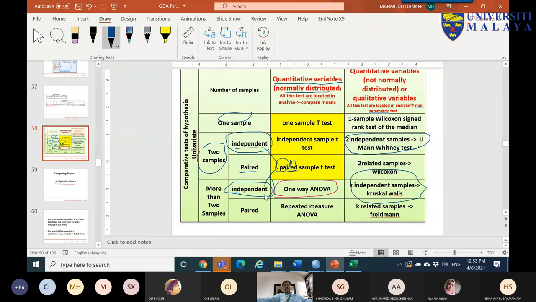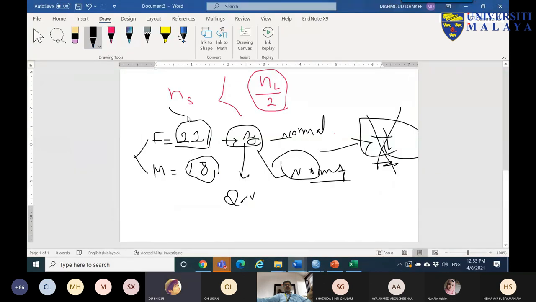Same as ANOVA. If you have independent sample tests, remember, the sample size should not be too much different. And always make sure that the smallest sample size is more than half of the large sample size. If this condition is satisfied, then you can proceed with the parametric test. Of course, you have to check other assumptions, like normality, like homogeneity of variance, and so on. Clear?